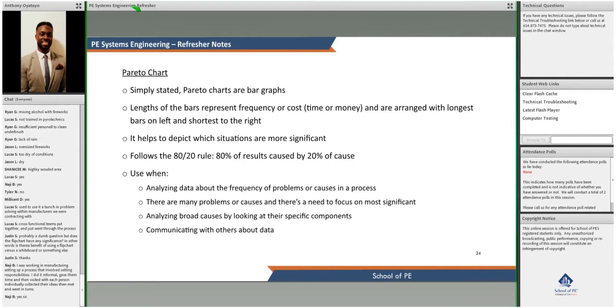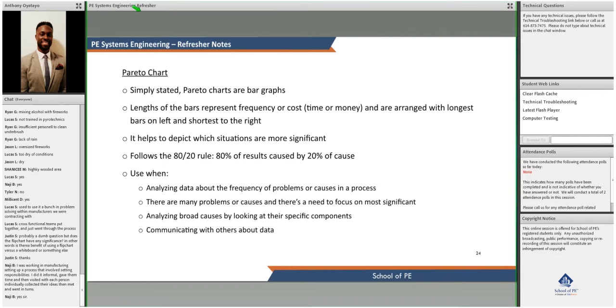Next, the Pareto analysis, Pareto chart. So Pareto charts are pretty cool. I think they're pretty effective. And it's really a good way to just put information up there on the screen or on a piece of paper for people to see, this 80-20 rule. And what is the 80-20 rule? Basically, it's just stating that 80% of the results are caused by 20% of the causes.